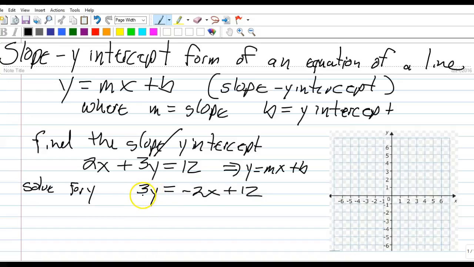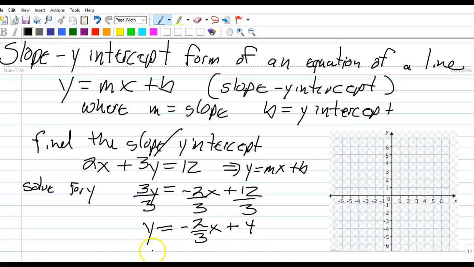Here the coefficient for y is 3, and I want the coefficient for y to simply be 1. I want 1y, or simply y, positive 1 times y. So that means that I now need to divide both sides of the equation by 3. So I get y is equal to minus 2/3 x, and of course 12 divided by 3 is 4.